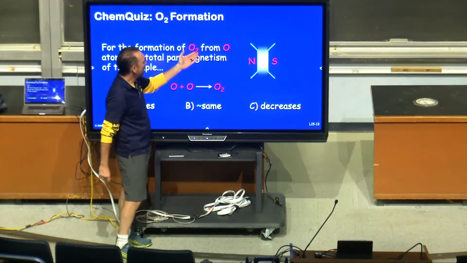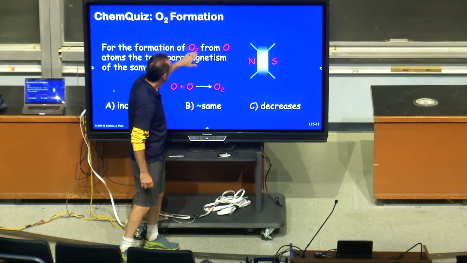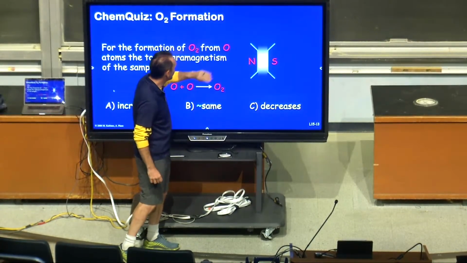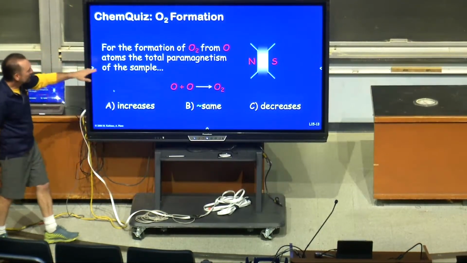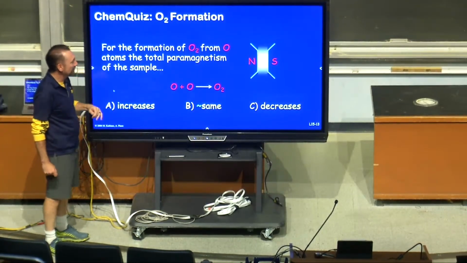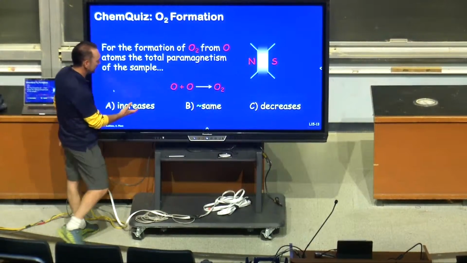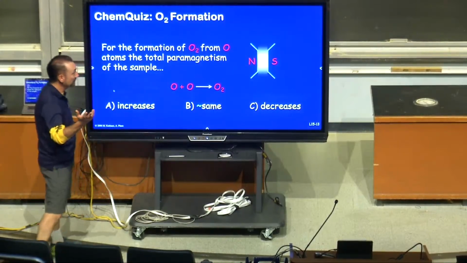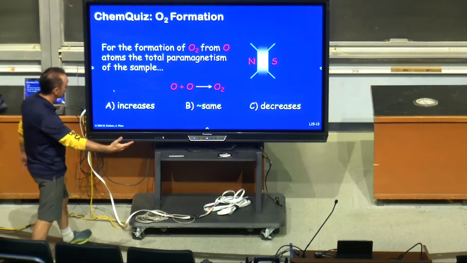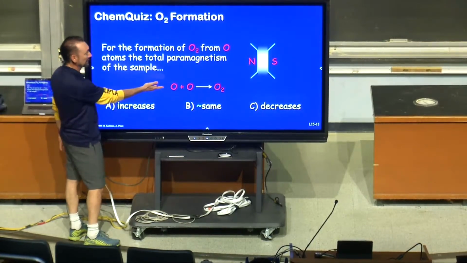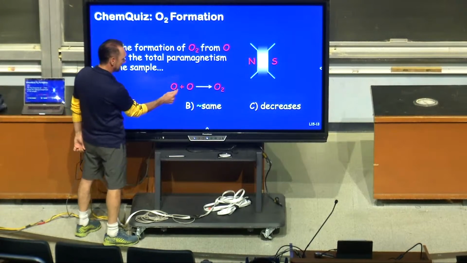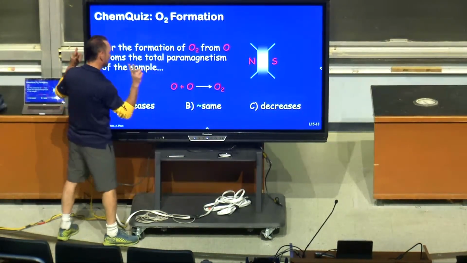The formation of O2 molecules from O atoms, how does the total paramagnetism of the sample change? So this is a beautiful one. Why don't we talk about this one, because this is a question, half of which you could get on the exam tonight.